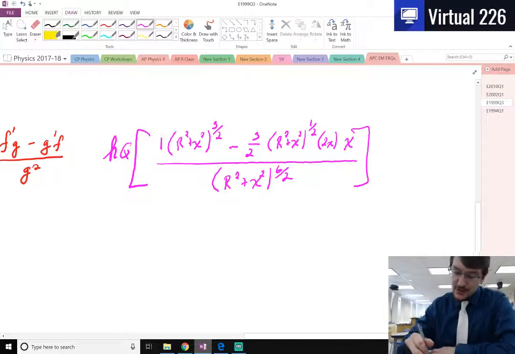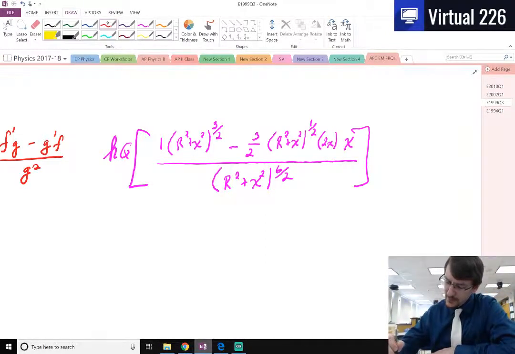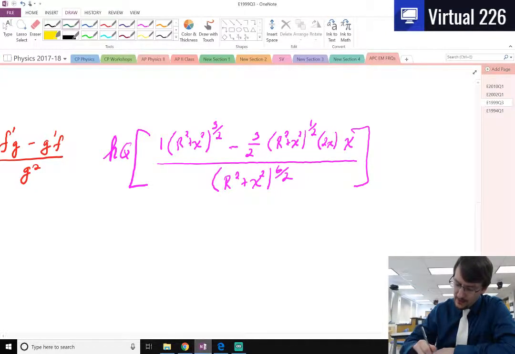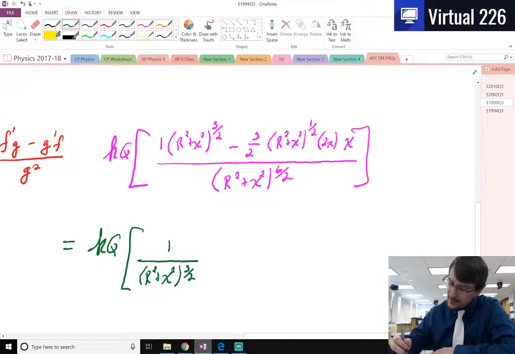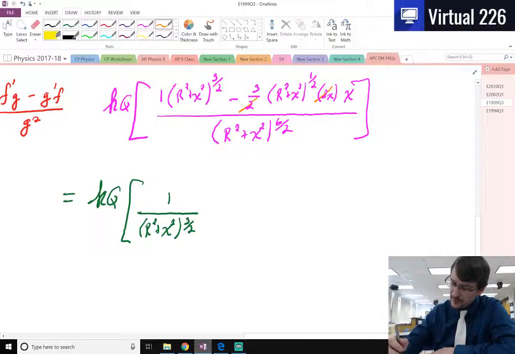That looks like a lot, but it actually cleans up nicely. When we look at just the first term here, leaving that kq on the outside, we see that the 3/2 in the numerator and the 6/2 in the denominator give us just 1 over the quantity r squared plus x squared to the 3/2, as they cancel or divide out. And then on the right side, our 2's divide out, so we get minus 3 times the quantity r squared plus x squared to the 1/2 times x squared all over.